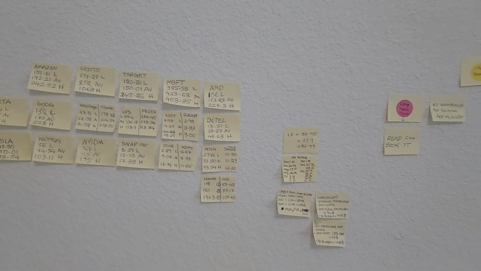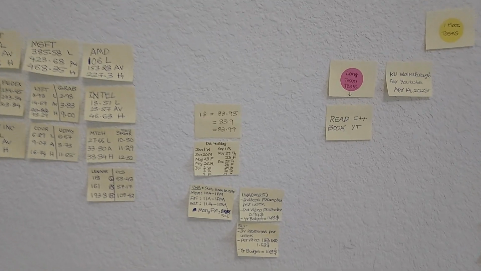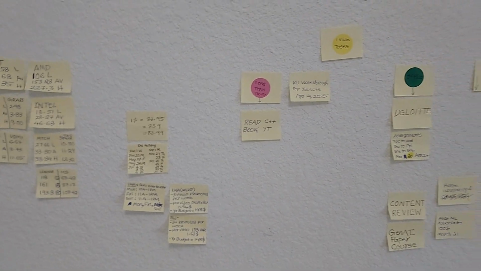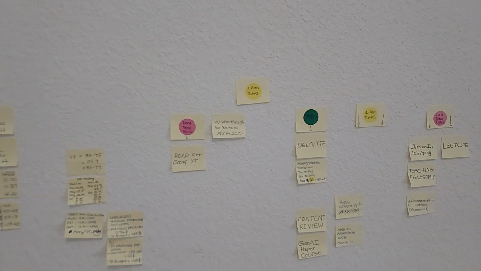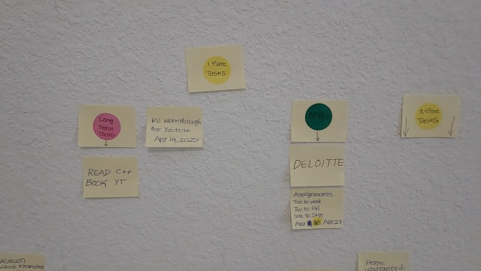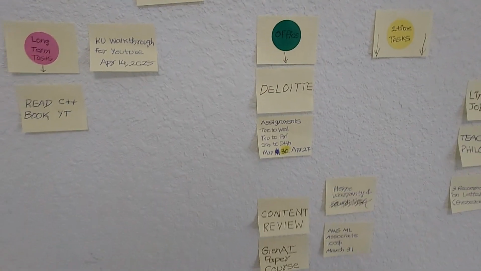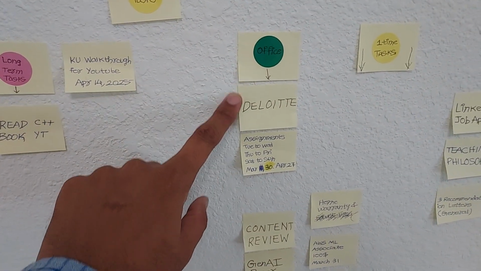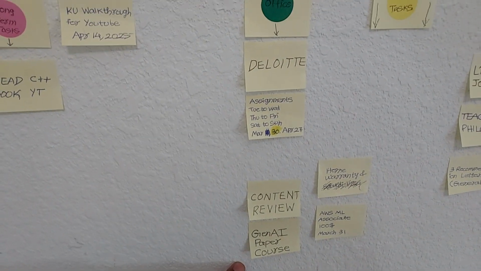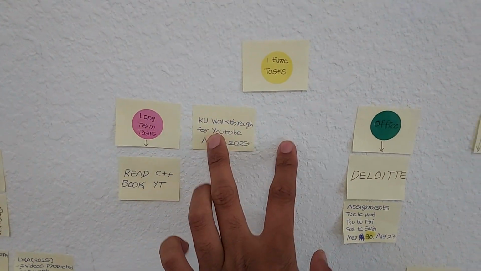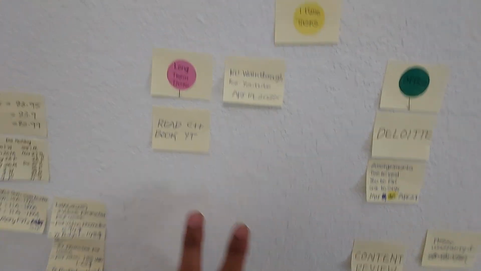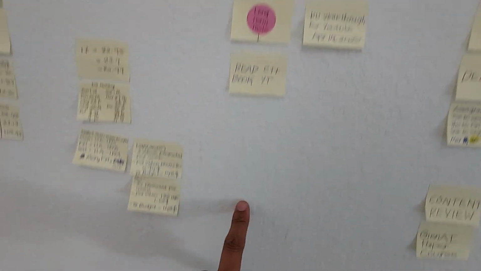So this is what I do for the to-do list: sticky notes in my office. This makes me remember what the main tasks are. So these are basically the main tasks that I have, and these are the one-time tasks that I have, and these are the long-term tasks that I have.